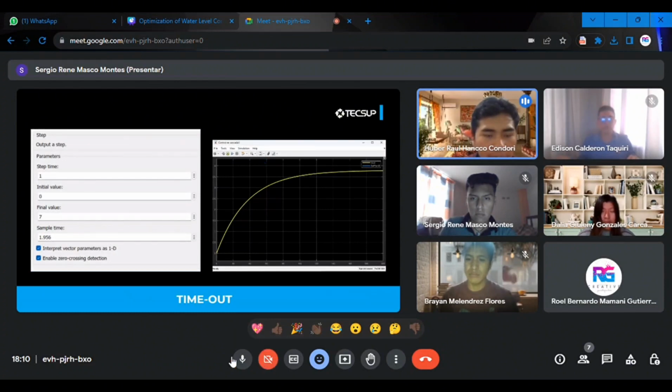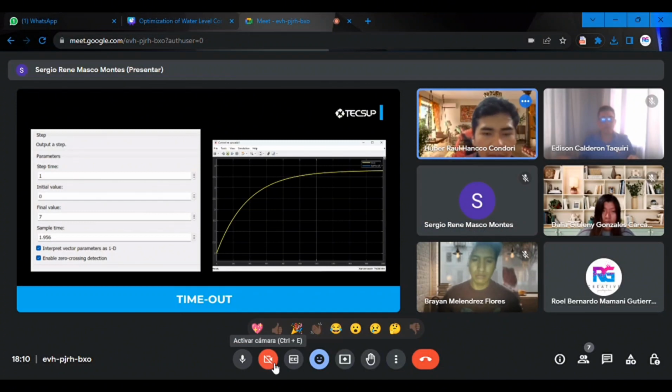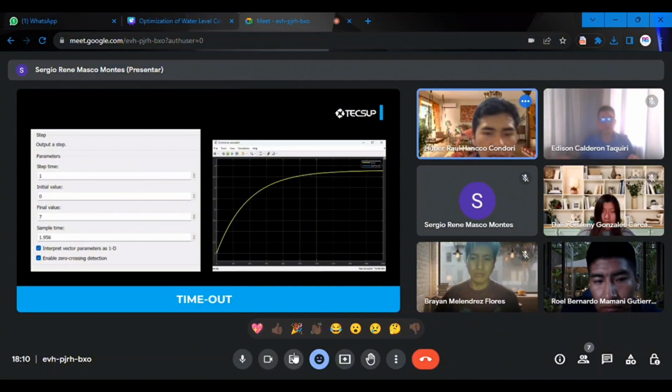Okay, this is the response of the system. In this case, it is very similar to Studio 5000, and this is the response in MATLAB. Okay, next.